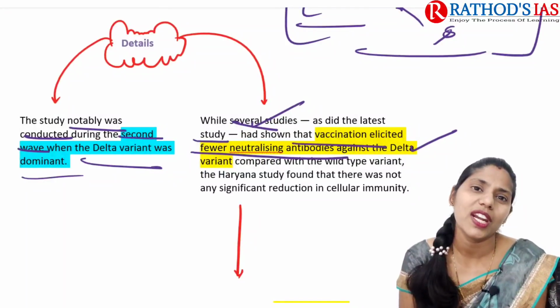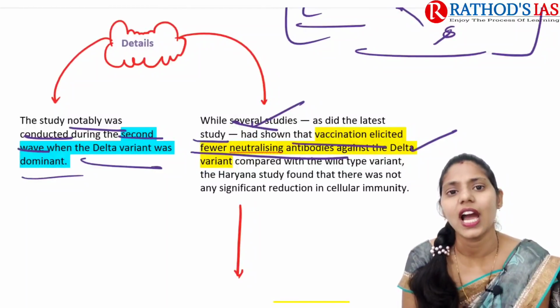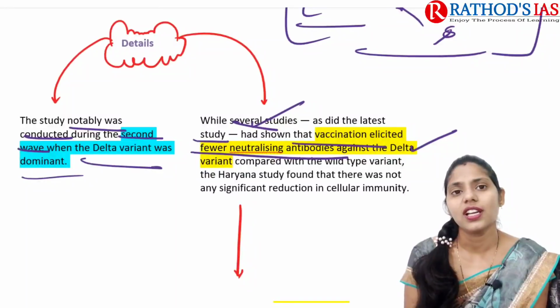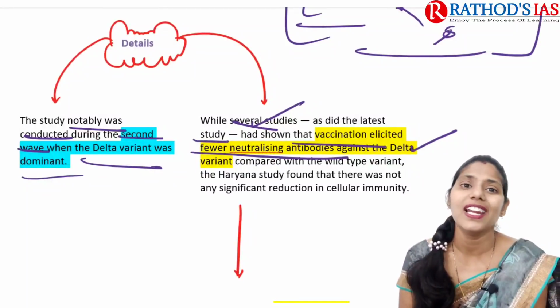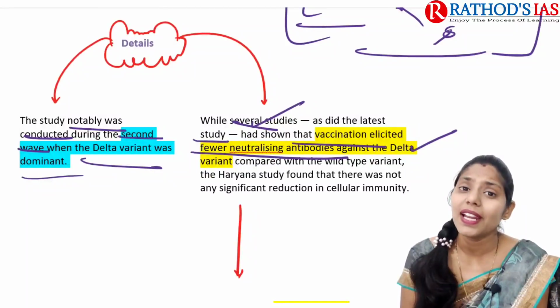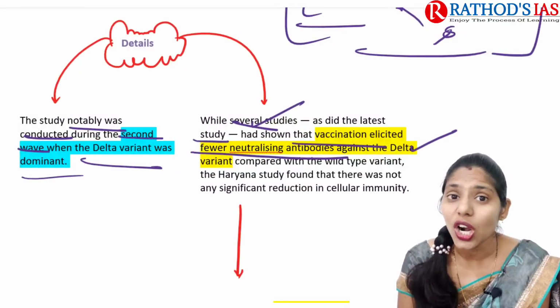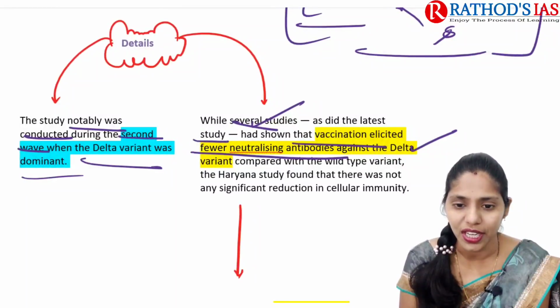Already we know that there are a number of variants like alpha variant, beta variant, gamma variant, kappa variant, etc. So this study is regarding the Delta variant itself. There are many studies conducted earlier on this Delta variant, and they mainly said that fewer neutralizing antibodies are developed against it.